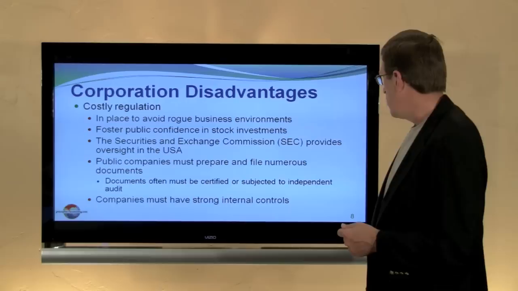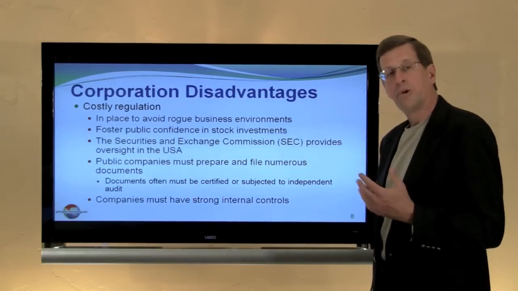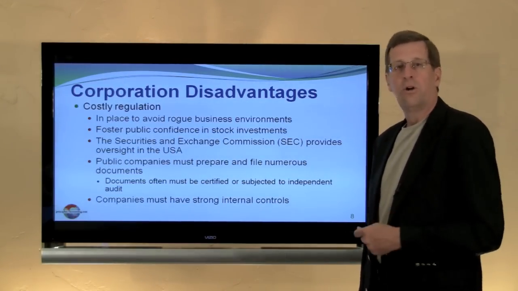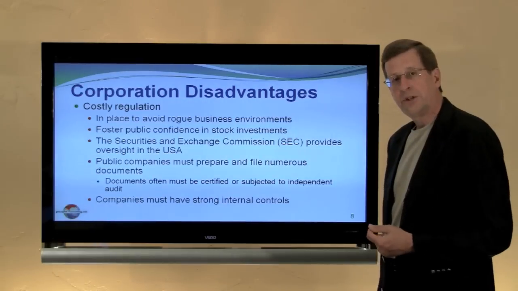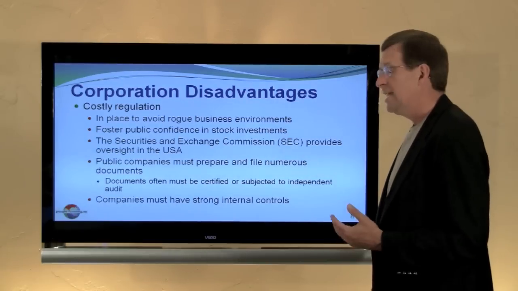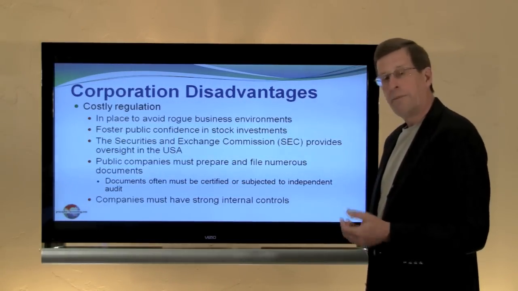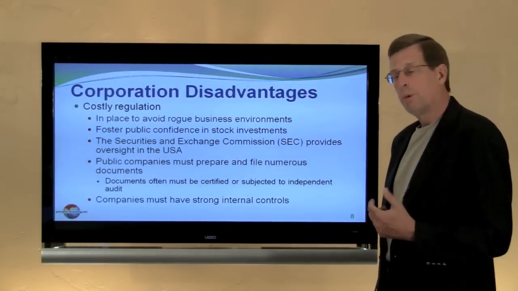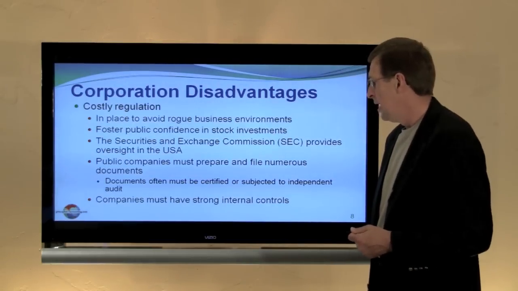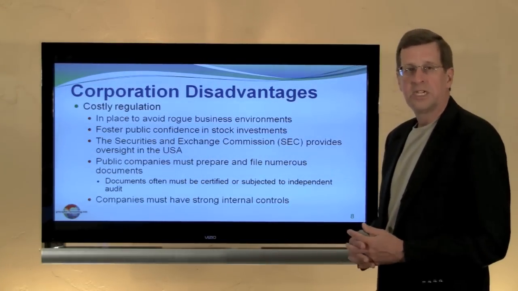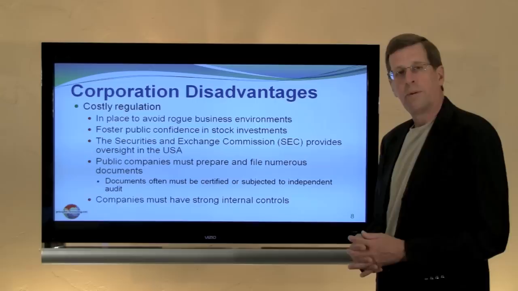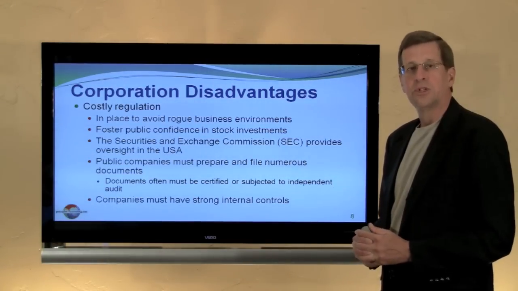Another disadvantage of the corporate form of organization is costly regulation, particularly for public companies. There's a lot of regulation to avoid rogue corporations that cheat shareholders out of their investment money. The idea is to foster public confidence in the equity markets. In the United States, there's a Securities and Exchange Commission that heavily regulates and provides oversight of public companies and their reporting practices. Those public companies must prepare and file numerous documents, oftentimes that are audited or subject to independent verification. Furthermore, companies are required to maintain strong systems of internal control. So there's a number of checks and balances to try to preserve the integrity of the public corporation as a vehicle that is of interest to potential investors.